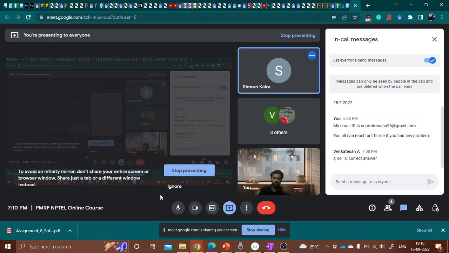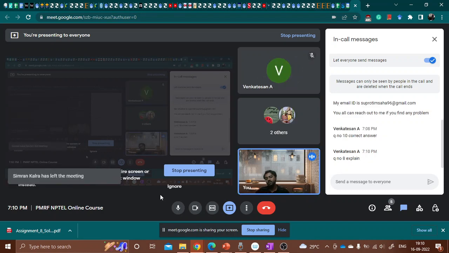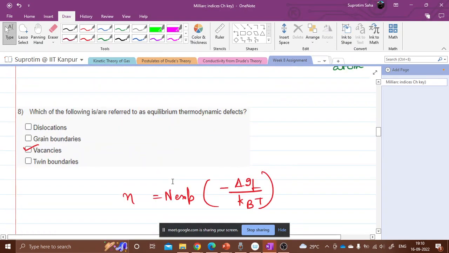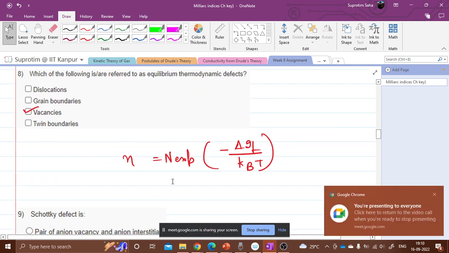So please, if you feel like, keep the feedback on this. Question number 8, I have to explain that. Which of the following is or are referred to as equilibrium thermodynamic defects?